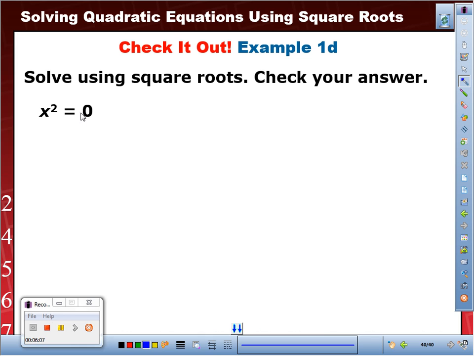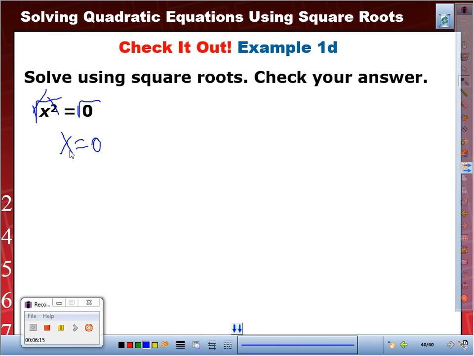So, we have x squared equal to 0. Our next step, square root, x equals 0. Not plus minus 0, it's just 0. There's no negative 0. There's no negative or positive 0. 0 is just 0. So, let's see how the graph looks though. Here we go.